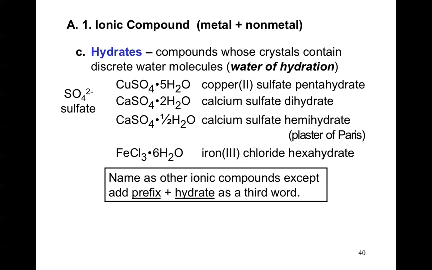And so to write out the formula, we use a Greek prefix to count out the number of water molecules. So now we would name this compound iron 3 chloride hexahydrate. The Greek prefix for 6 is hexa. Let's look at the other 3 compounds we have up here.